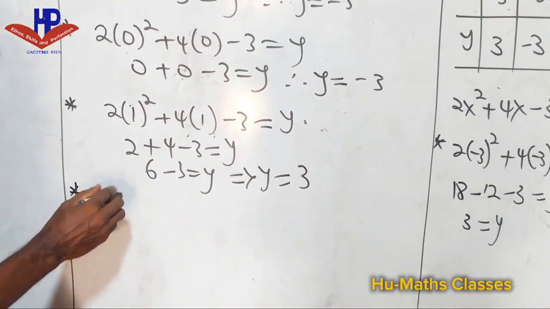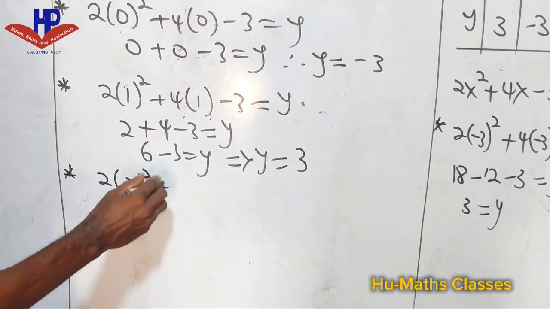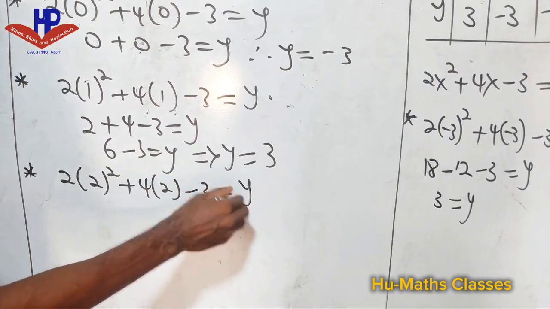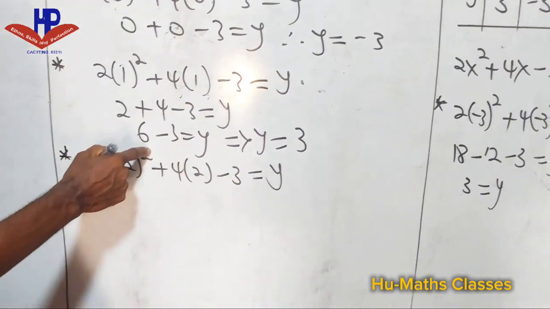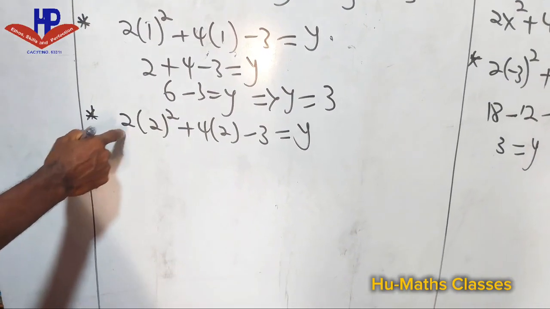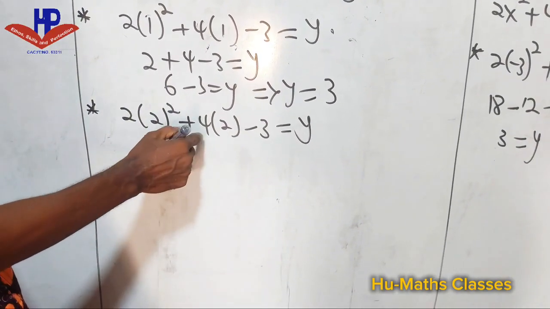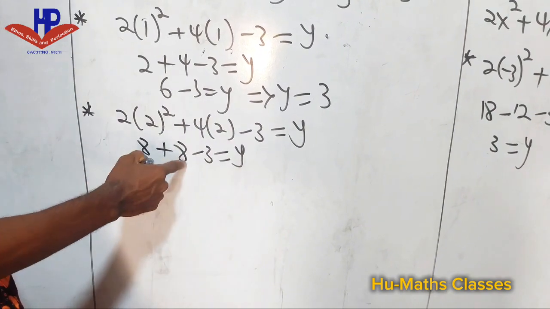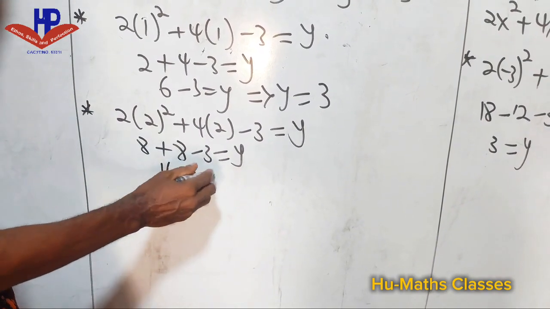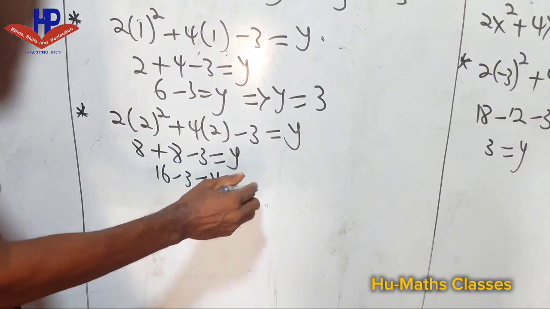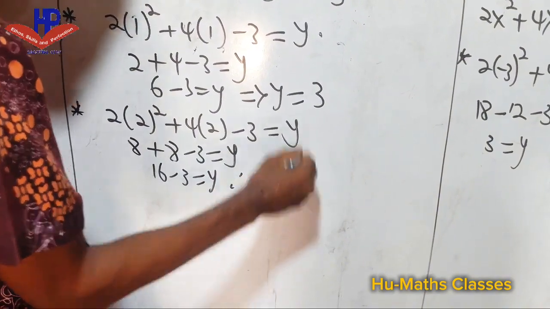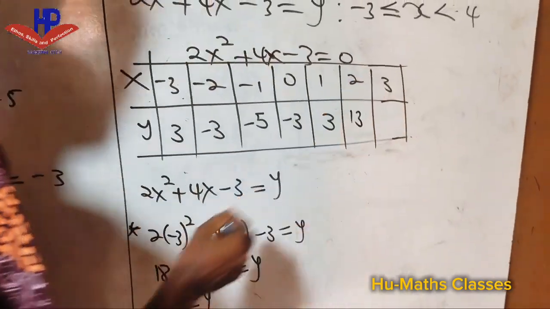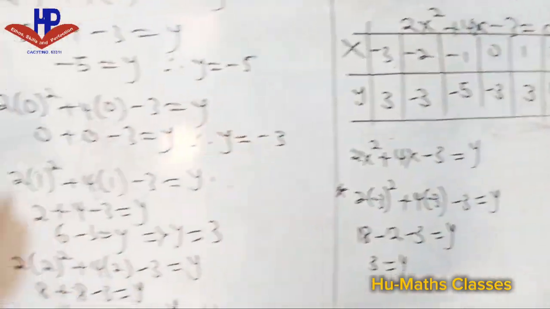When x is 2, what is y? We have 2 into 2 raised to power 2 plus 4 times 2 minus 3 is equal to y. 2 raised to power 2 is 4. 4 times 2 is 8, plus 4 times 2 is 8, minus 3 is equal to y. 8 plus 8 is 16, minus 3 is equal to y. We can now say that y is equal to 13 because 16 minus 3 is 13. So here is 13.